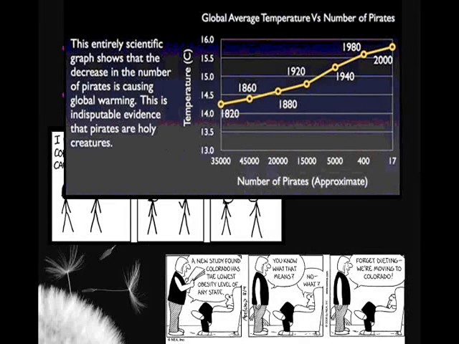Here is the number of pirates and the temperature, global temperature. So according to this graph, as the number of pirates decrease, global temperature increases. So that means that global warming is being caused by a lack of pirates. Not necessarily that these two are any way related to one another, but if you put them on a graph like this, it implies causation, when it's actually just correlation.